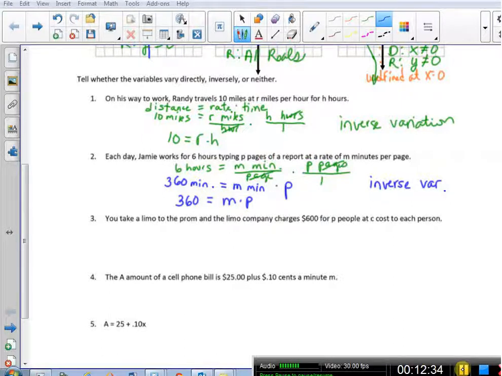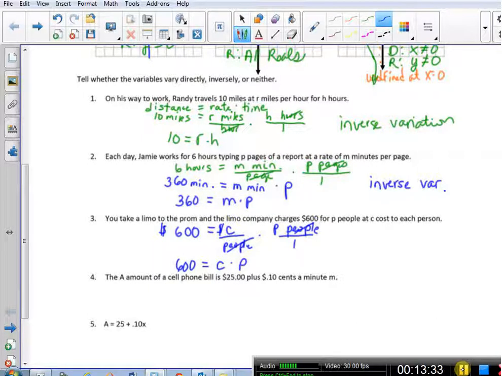Number 3, you take a limo to the prom, and the limo company charges $600 for P people at C cost each person. So again, I would think it would be $600 equals P people at, now I always put the rate, C cost to each person. So it's going to be C dollars per person, and then there's going to be P people. So the people are going to cancel, and you're going to be left with the dollars being the same. So it should be 600 equals C times P.